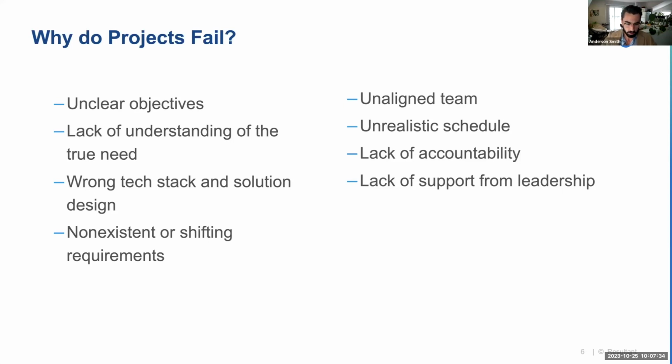It looks like we've got some answers here from the poll as far as why it is, for all of you, that projects may fail. And it looks like it's kind of a good scatter of that. Let me pull this up here. Unclear objectives, pretty common. Lack of understanding of the true need, not quite as frequent, but certainly one that may drive project failure. Looks like wrong tech stack isn't quite happening as frequently, and certainly non-existent or shifting requirements is a big one.